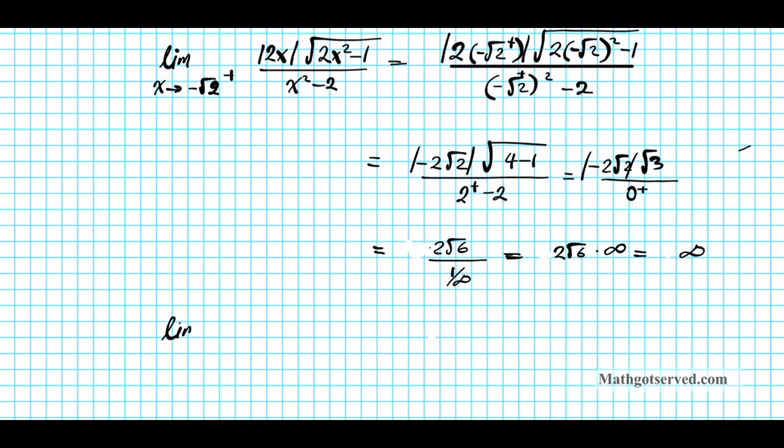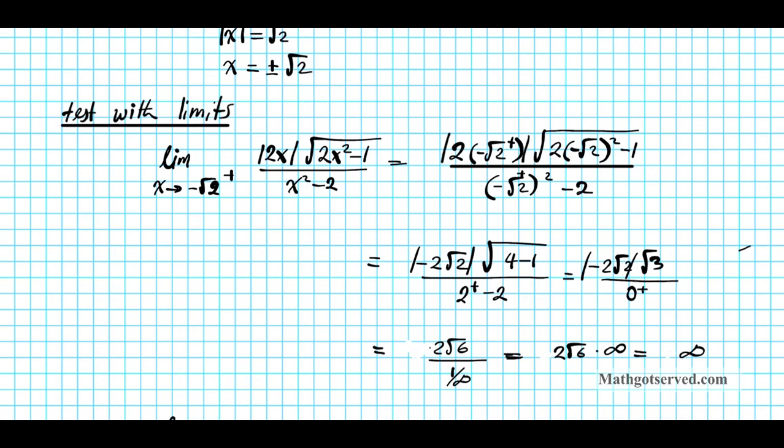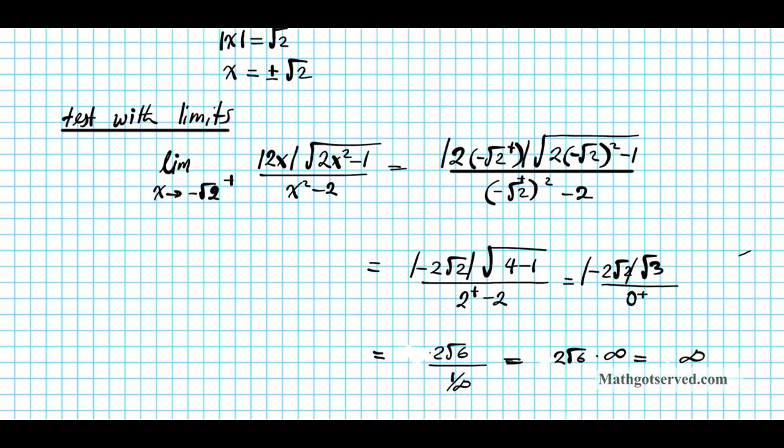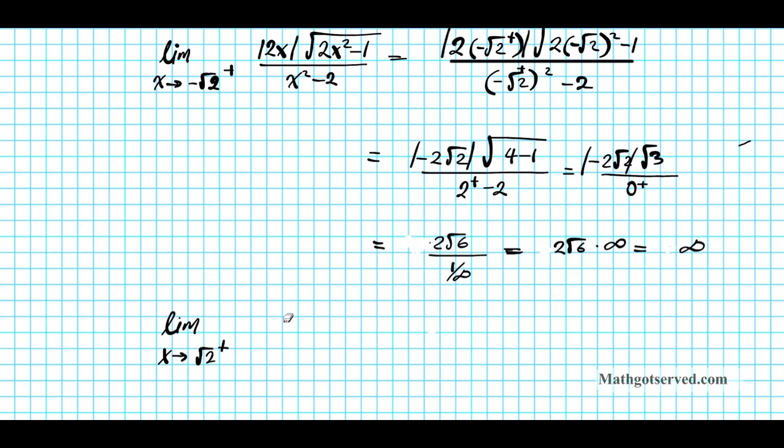All right, so let's go ahead and test a limit from the other direction. Limit as x approaches root 2 from the right. We're testing the second vertical asymptote that we have to see if the function approaches infinity. Okay, so the absolute value of 2x times the square root of 2x squared minus 1 over x squared minus 2. It's basically going to be exactly the same thing.